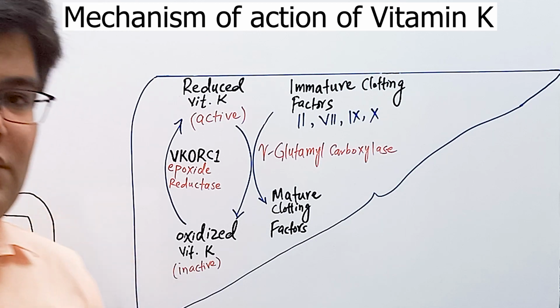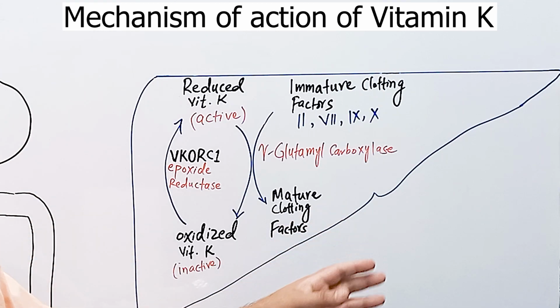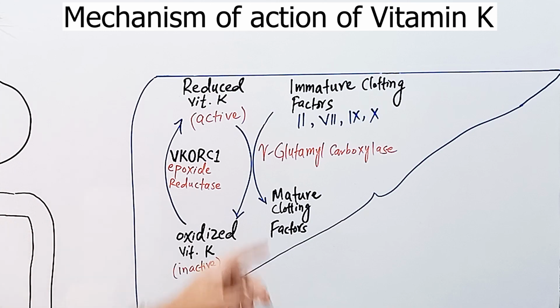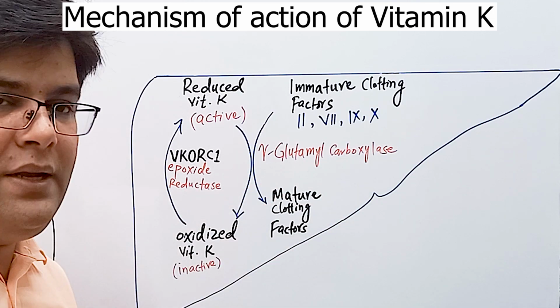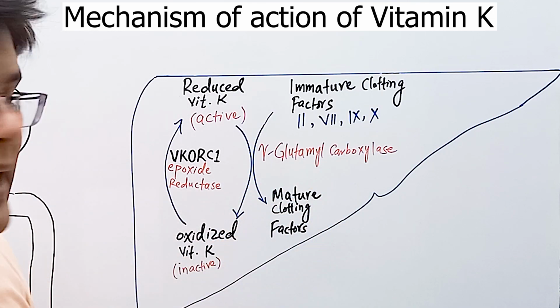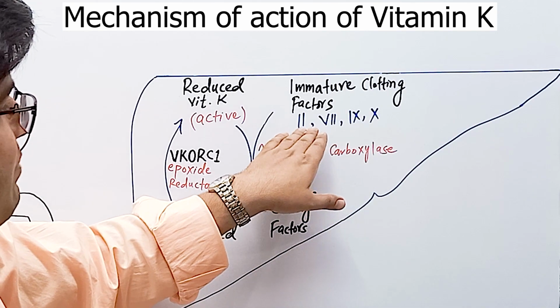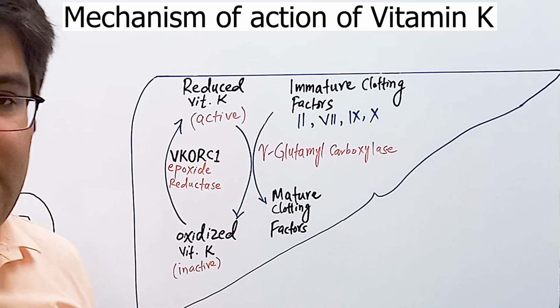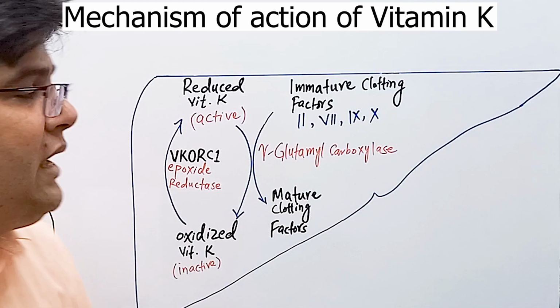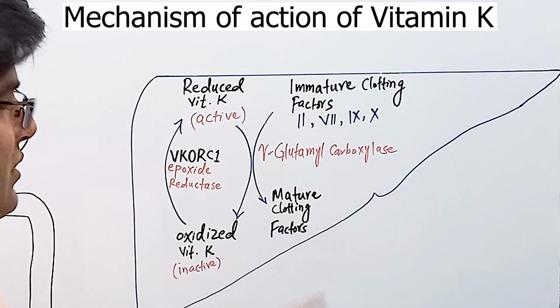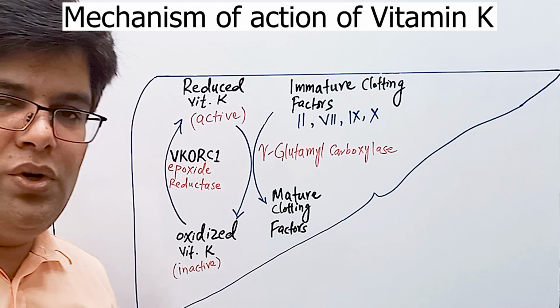So carboxylases are those enzymes which add carboxyl group. So gamma glutamyl means this carboxylase enzyme will add carboxyl group at the gamma position of glutamic acid residues in these proteins 2, 7, 9, and 10, which are immature clotting factors. And after this carboxylation reaction, these clotting factors become mature.